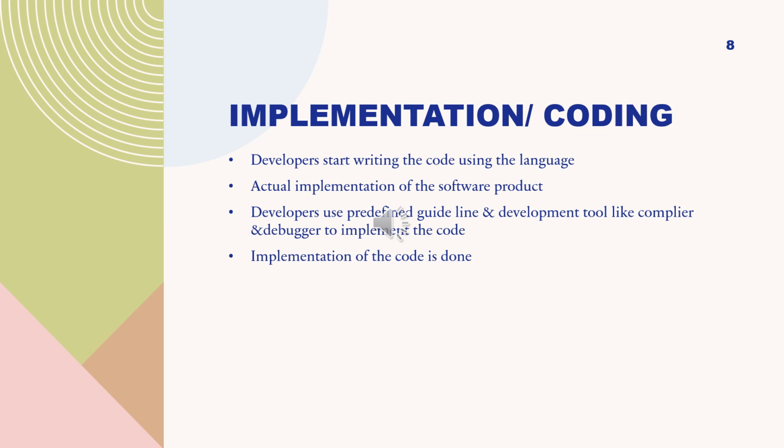After designing the software, developers implement the software. Developer starts writing the code using the languages. Actual implementation of the software product. Developers use predefined guidelines and development tools like compiler and debugger to implement the code. Implementation of the code is done in this phase.